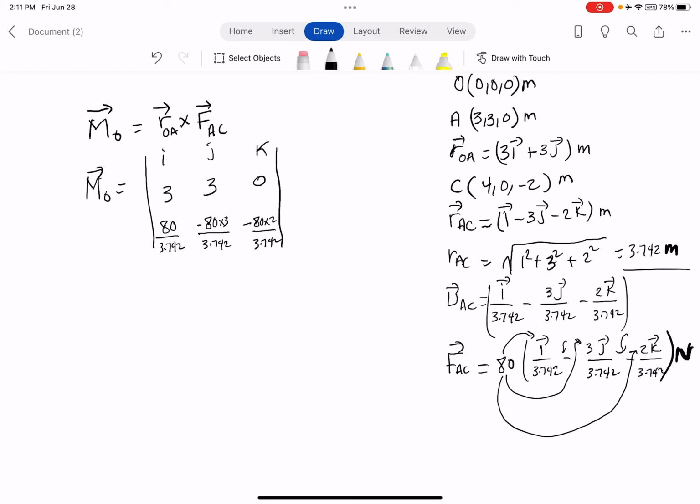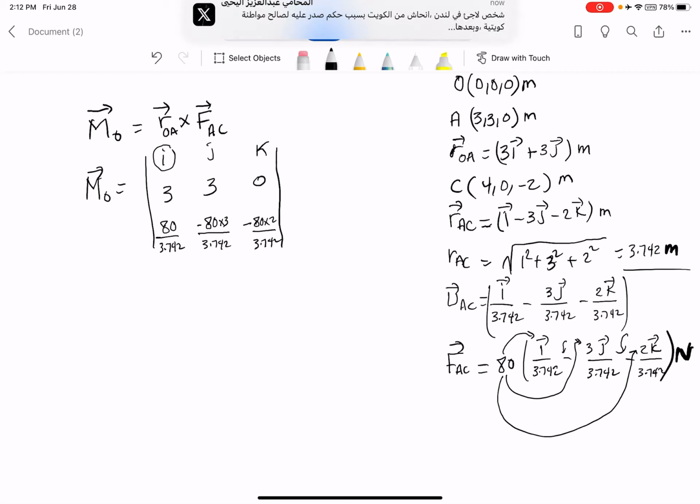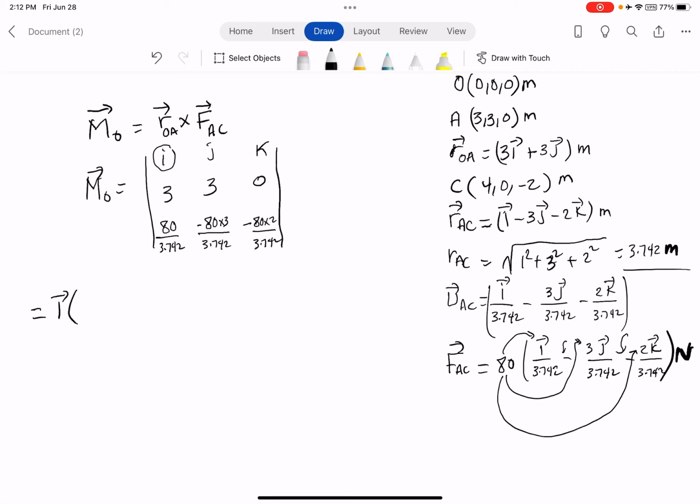So now we can find the moment around that point. First of all, we do the i. So the moment is 3 times 80, of course that's going to be in the minus, times 2.